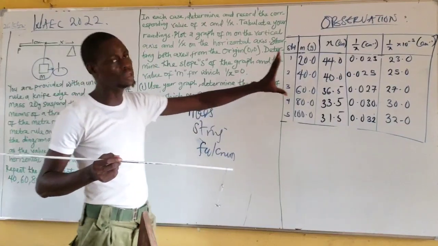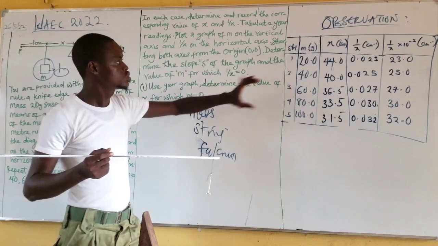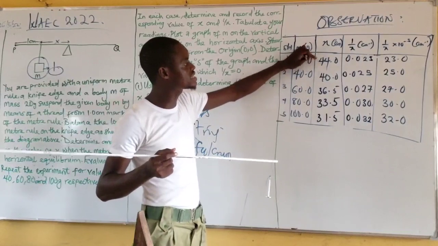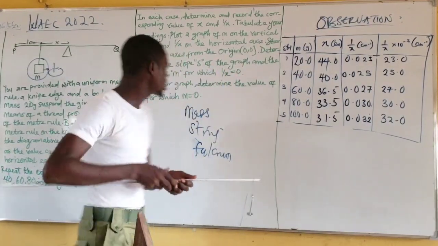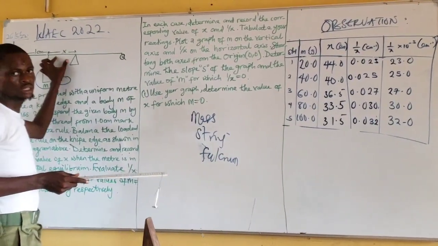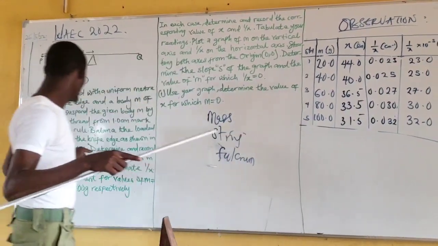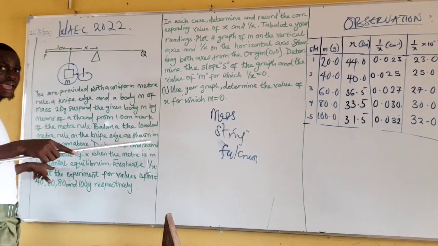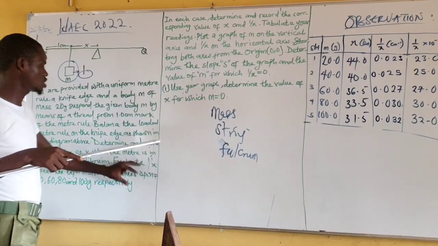Now, as you can see on the board, we have the observation of the experiment that is performed. So for here, when the mass is 20 gram, we notice that the value of our x is 44.0 centimeter. So how do we get that? It is always the balance point minus 1 centimeter. Next, they said we should determine and record the value of x when the meter rule is balanced at equilibrium, and evaluate 1 over x. I'm coming to how to evaluate this.